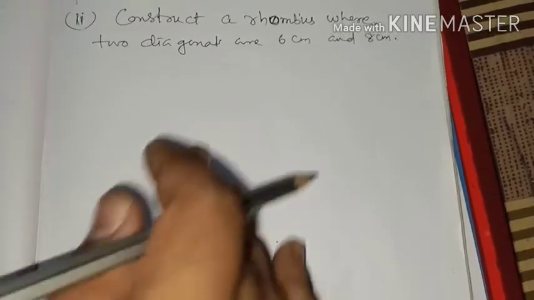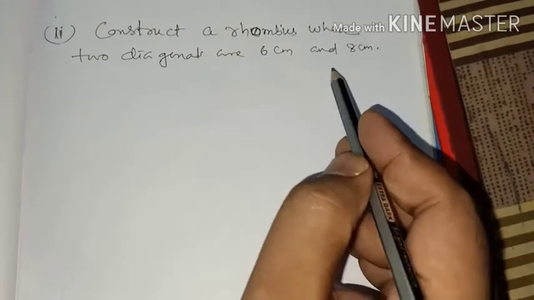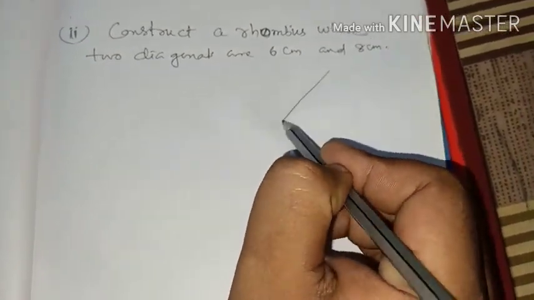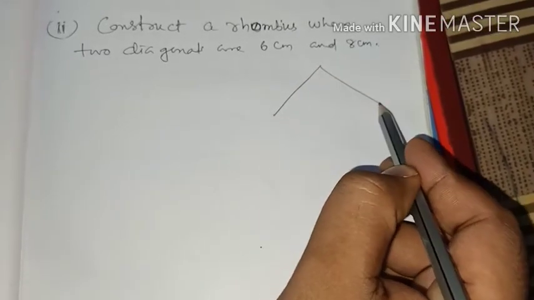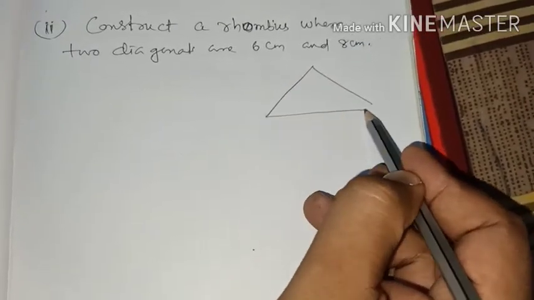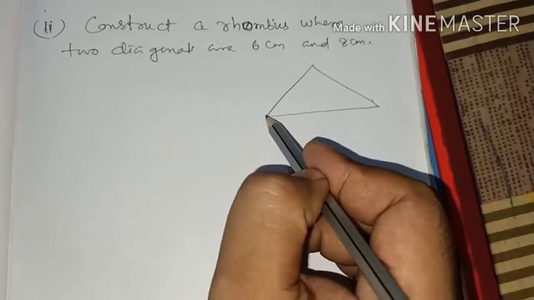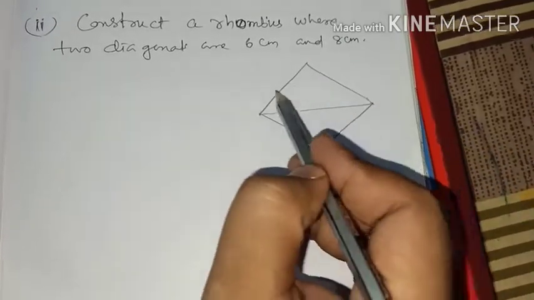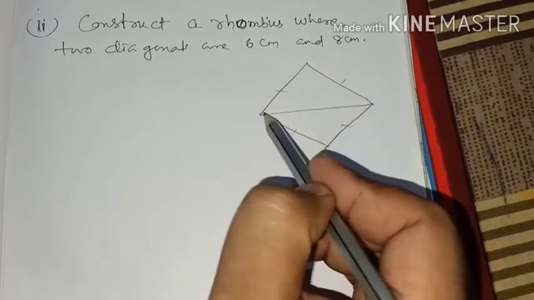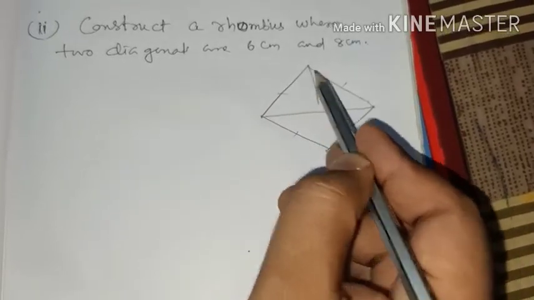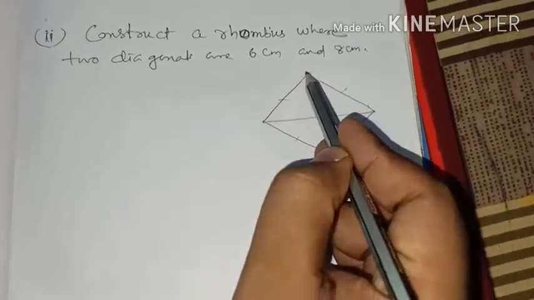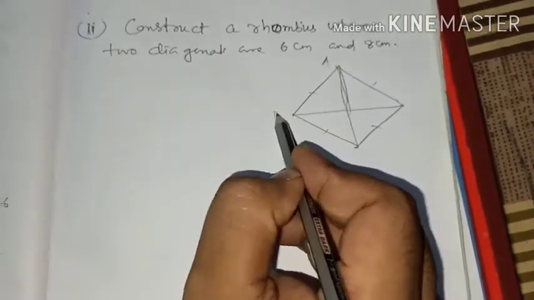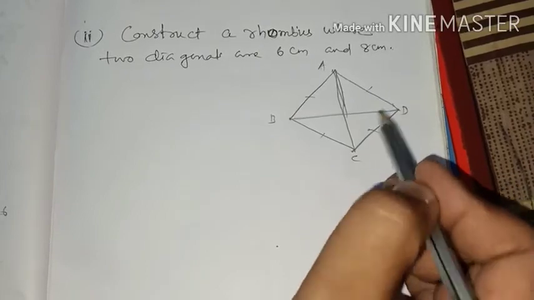What do we have to do first? Let's first draw the rhombus. How to draw it, I will tell you. Just one side is there, another side is there, because all the sides are the same. Here it will be a rhombus, all the sides are the same, and here is a diagonal, another diagonal is there. Here let it be ABCD.